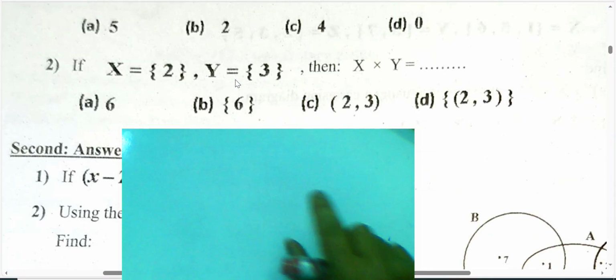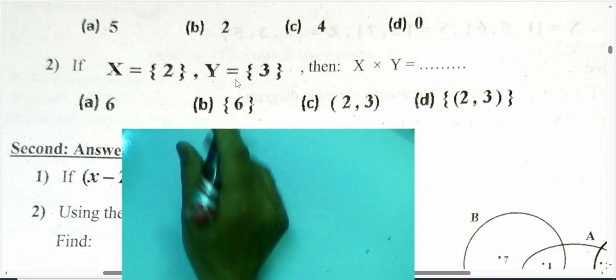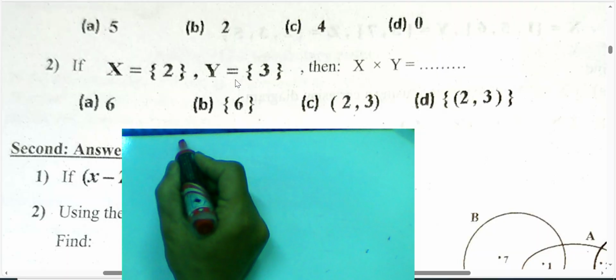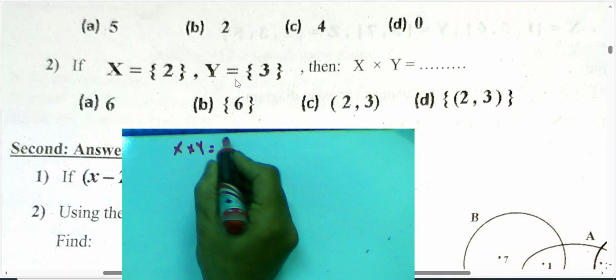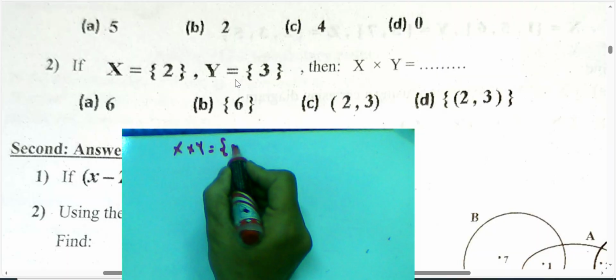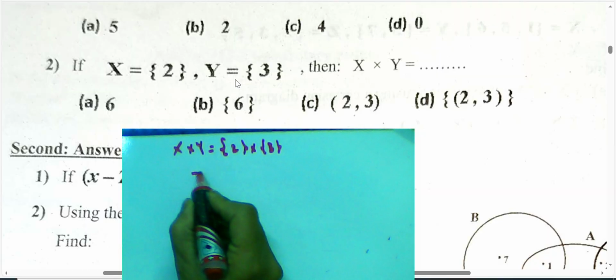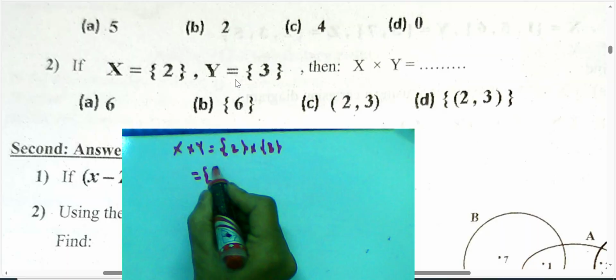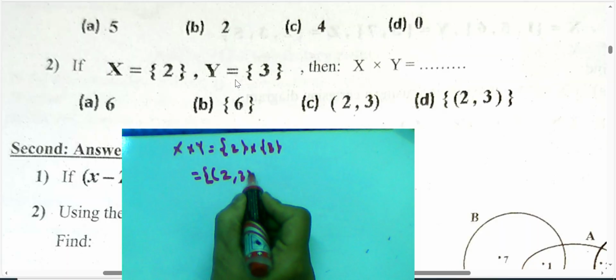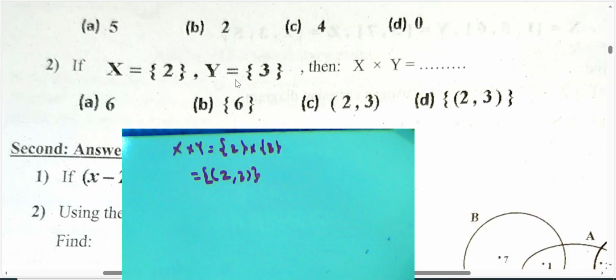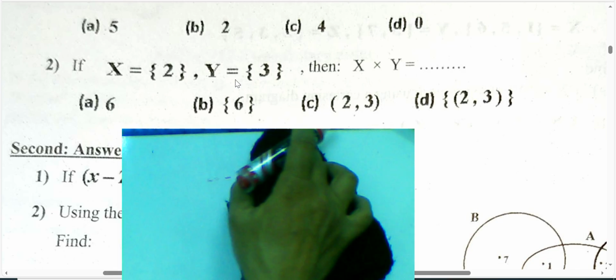Number 2. We have x and y. You want to find the Cartesian product between x and y. X Cartesian product by y. X was 2. Product by y was 3. Then the Cartesian product is the first 2 and 3. Choose the answer letter D.